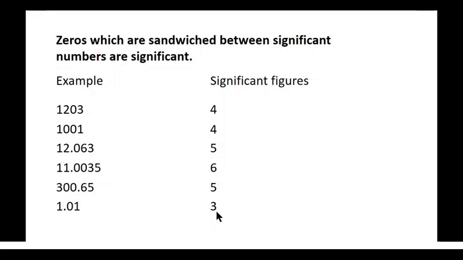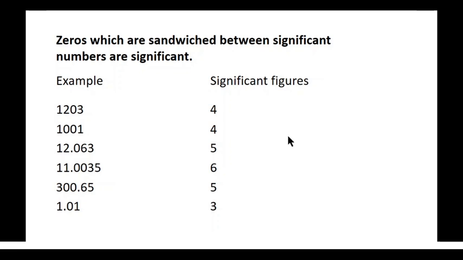Let's look at 1001 for example. Here, the ones in the beginning and the end are significant. So the 2 zeros between them, which are sandwiched between the 2 ones, will also be counted as significant.